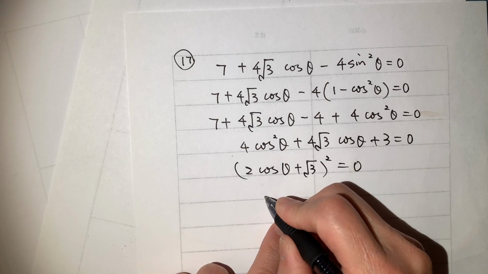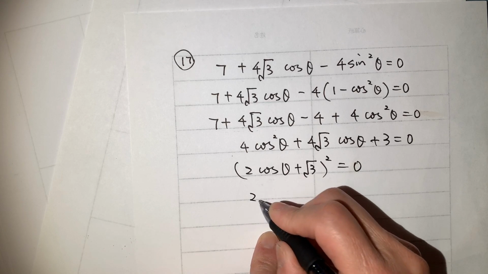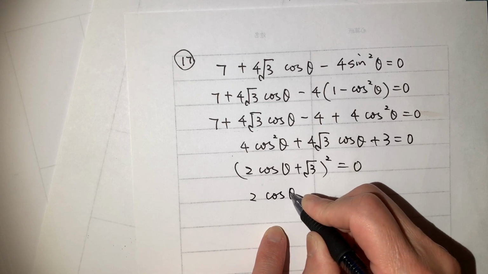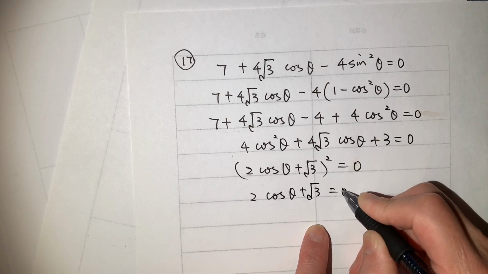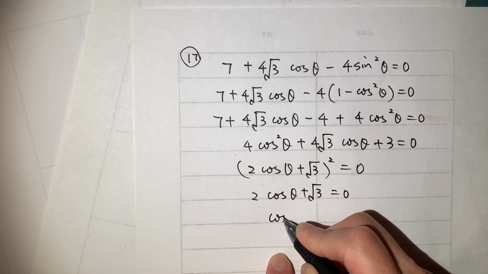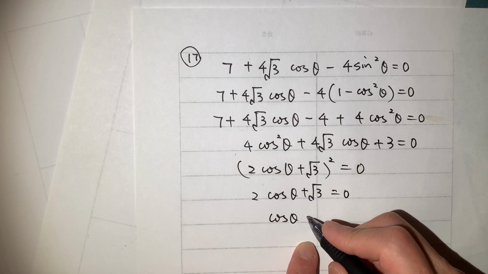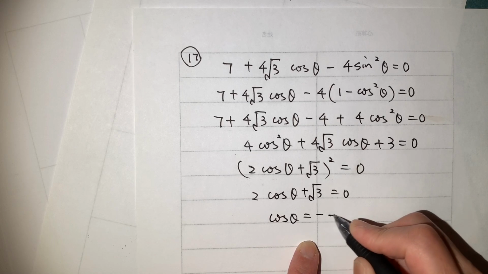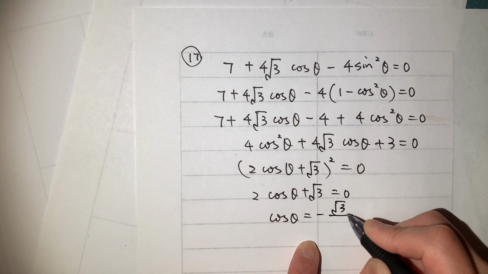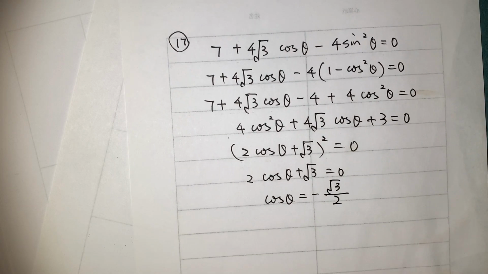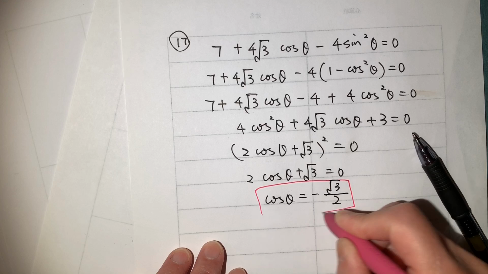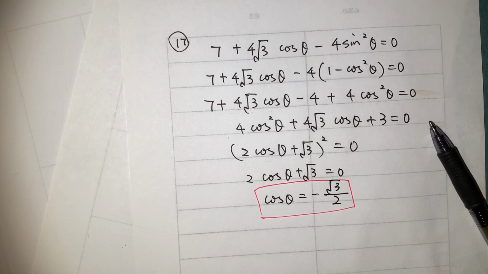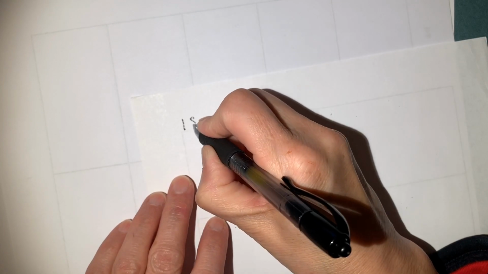So 2 cosine theta plus root 3 equal to 0. Cosine theta equal to negative root 3 over 2. And that is the result.